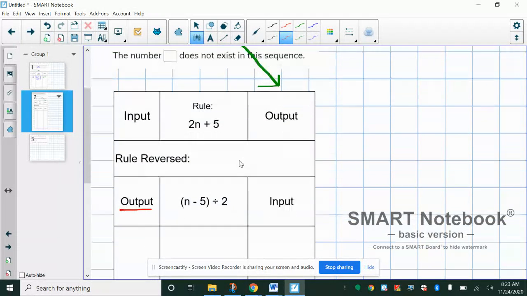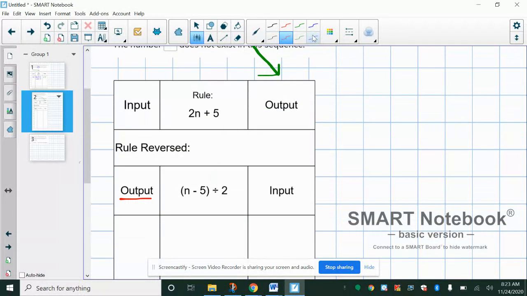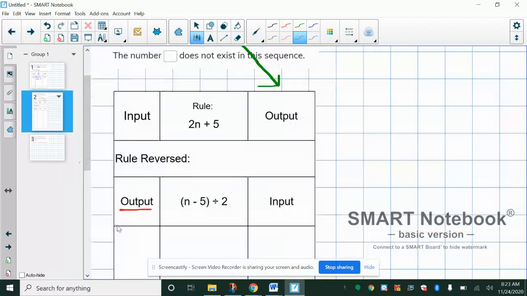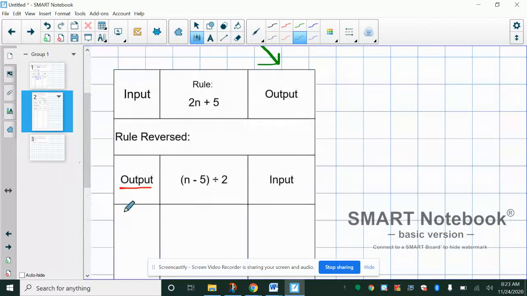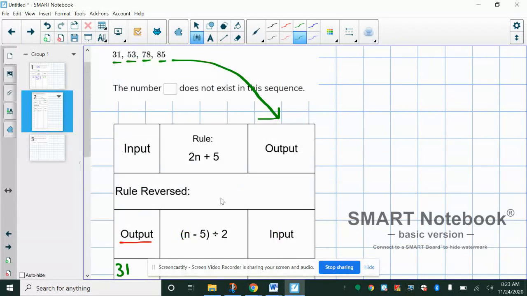I'm going to put some numbers in and see if they work. And the first one I'm going to investigate is 31, because that's our first number on the rule. So what is 31 take away 5? Well, 31 take away 5 is 26. Divide that by 2, and it becomes 13. So does that make sense in this case? Yes, it does. So that's a valid input.